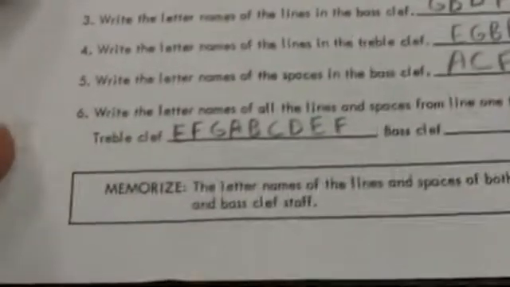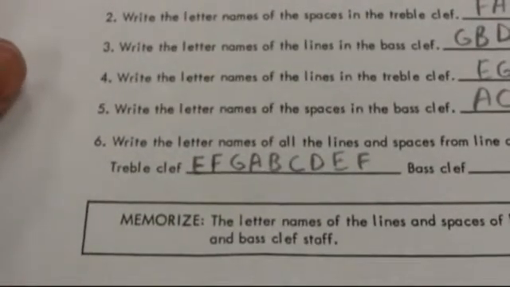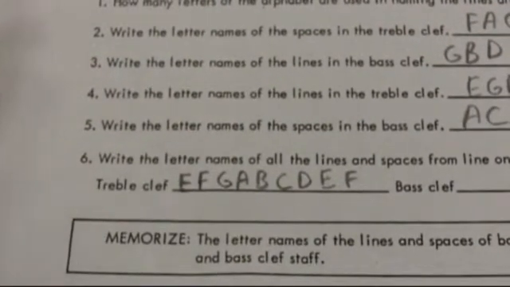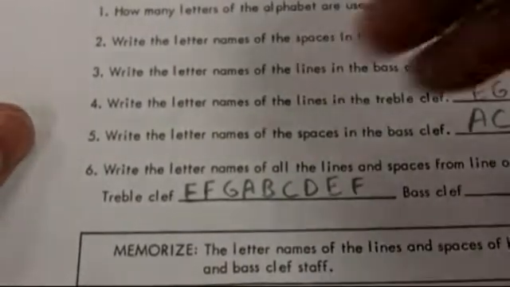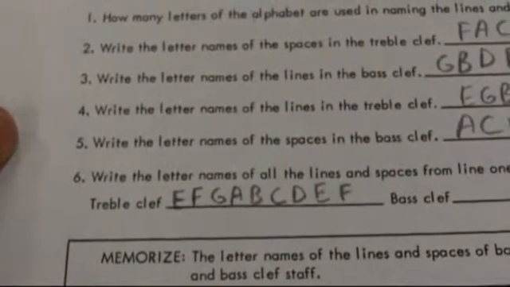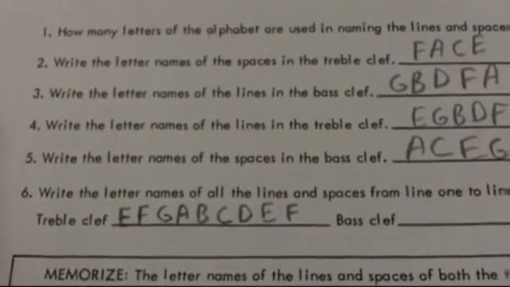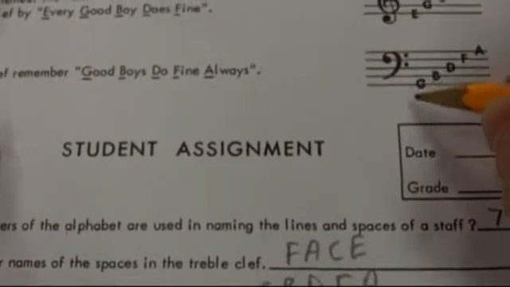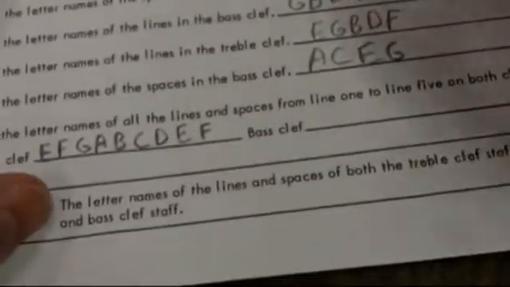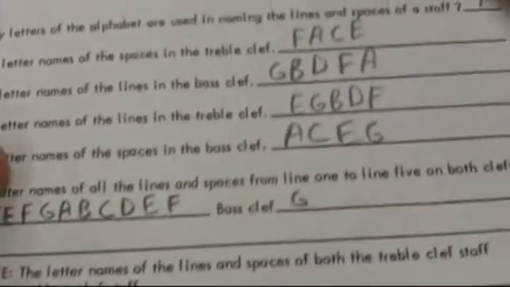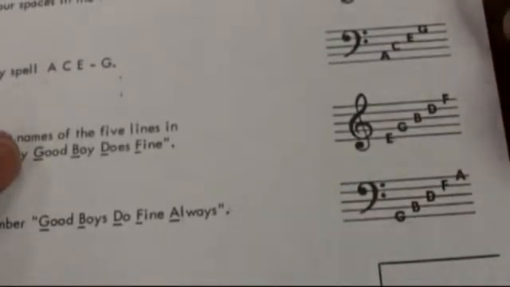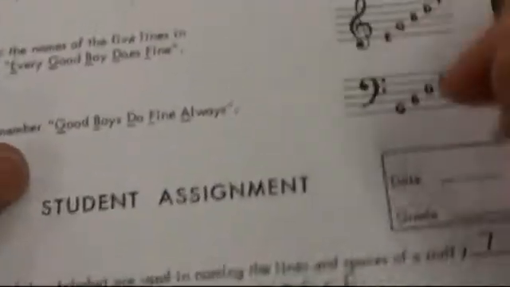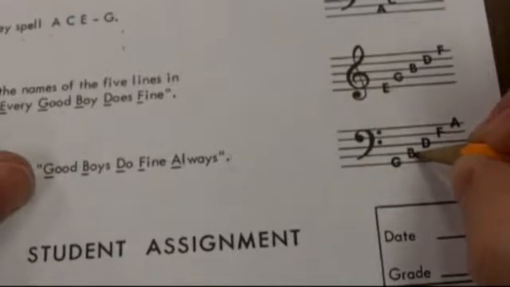And if you noticed, it created a pattern. E, F, G, A, B, C, D, E, F. Okay, so it started on E, but it went in an order there. Now, we can actually do the same thing, and the same rules apply to the bass clef. So if we start on the bottom line of the bass clef, we start on G. And then the bottom space of the bass clef is A. And then the second line of the bass clef is B.